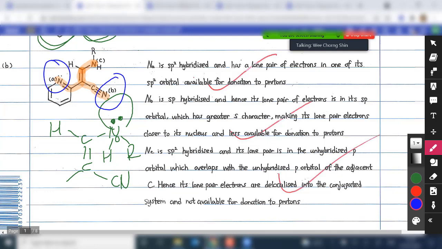Is it labeled as A? It's supposed to be A, is it? Anyway, it's labeled as A here. The lone pair is available.